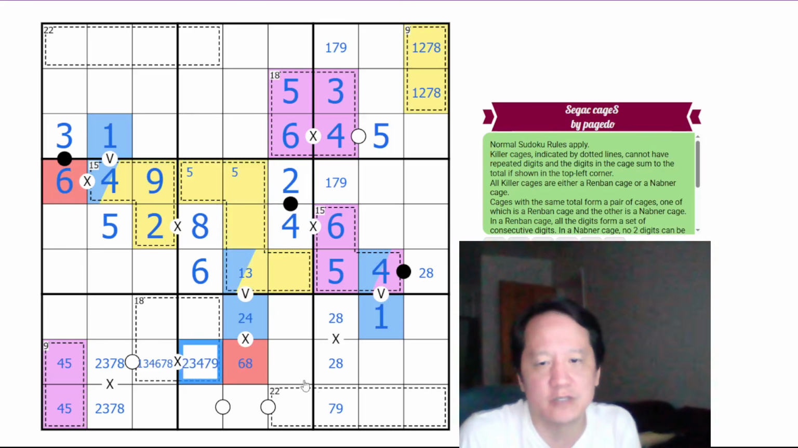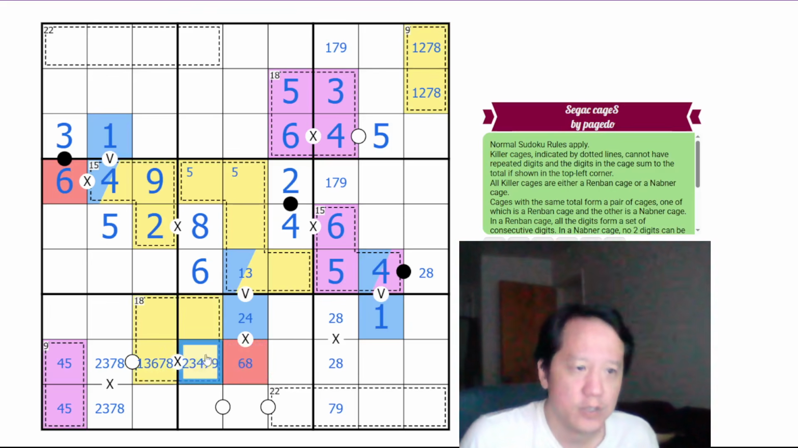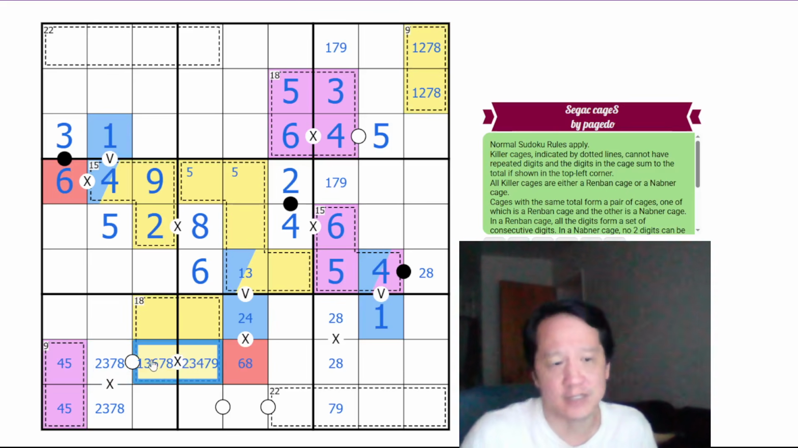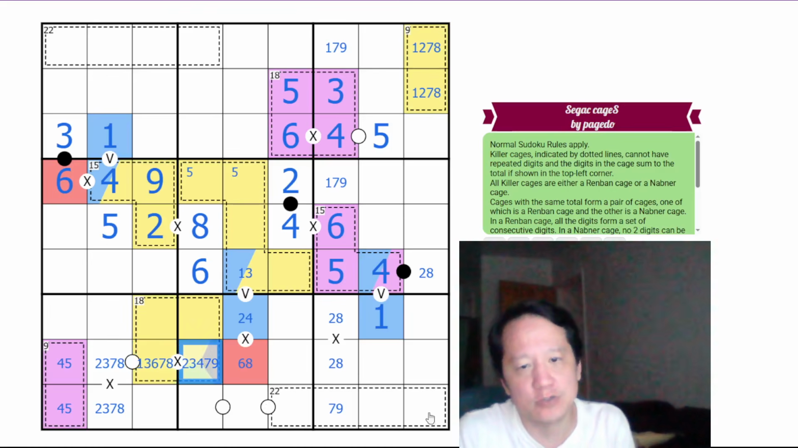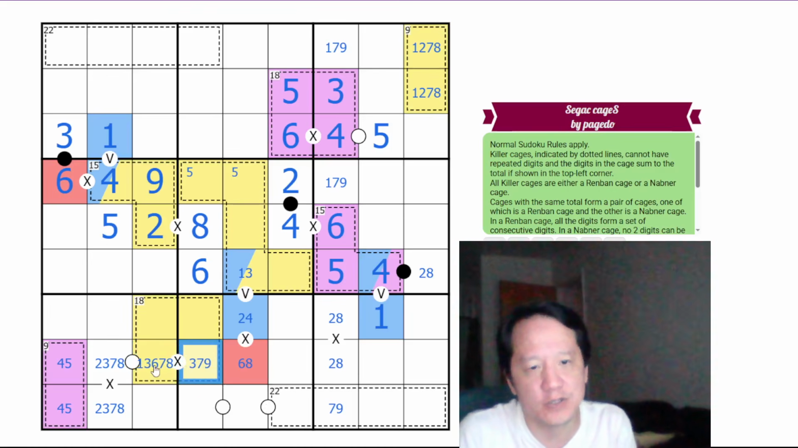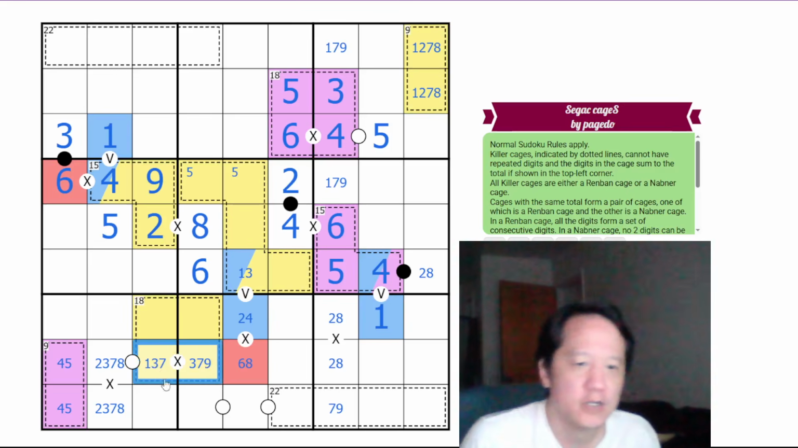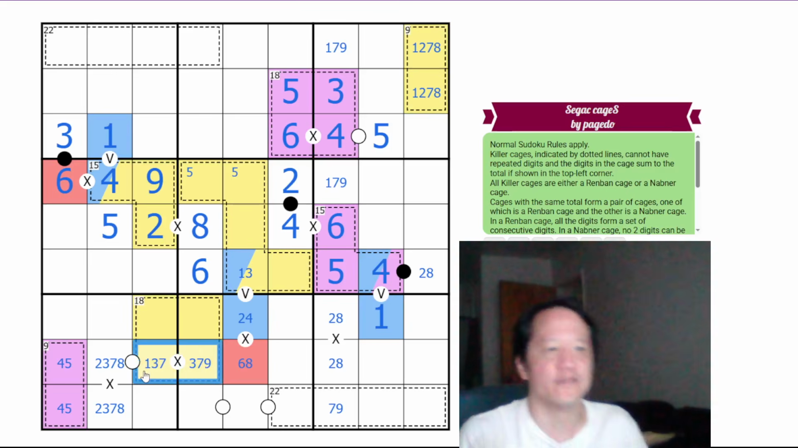Therefore, this can't be 6 here, this can't be 4 here, because of 6 in the column, and that being 4. This has to be a Nabner. And we've already shown 2-8 doesn't work for a Nabner. 4-6 doesn't work as a Nabner. So this cannot be 2 or 4 here, and this can't be 6 or 8 here. It's 1-9 or it's 3-7.